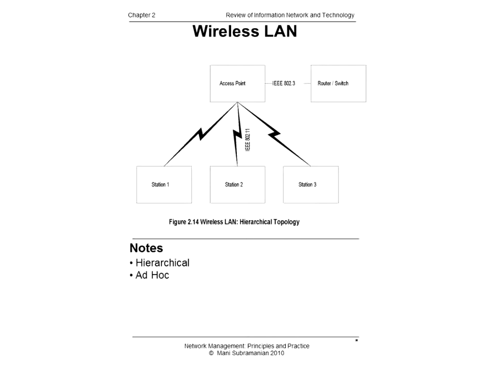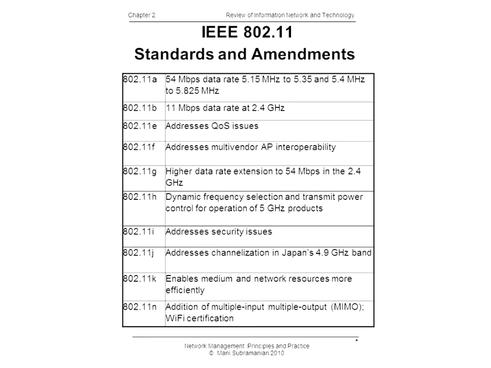This is wireless local area network, and it is based on IEEE 802.11. So wireless LAN is also called IEEE 802.11. These are some of the standards and amendments that have to be followed by different networks.